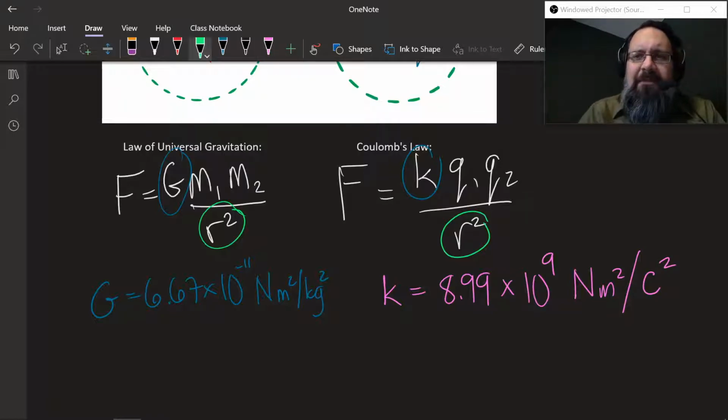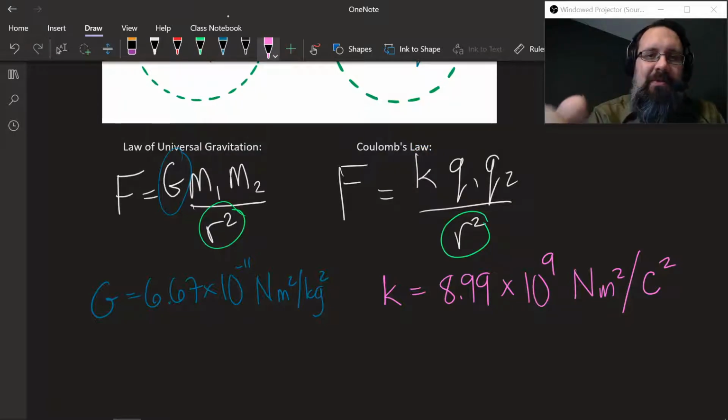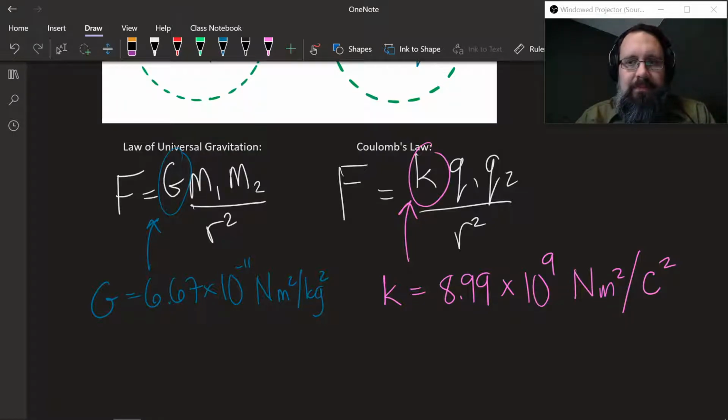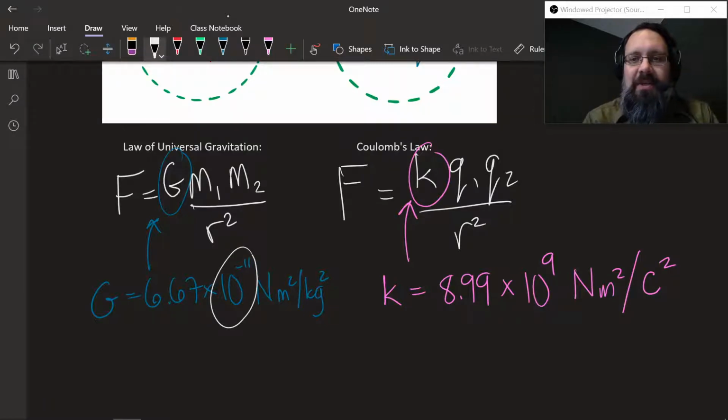Now, just at face value, what do you notice about these two constants in this equation? Like if you were to compare their sizes. Gravity is tremendously smaller for that proportionality coefficient. If you looked at the difference between those two, it's billions of times different.